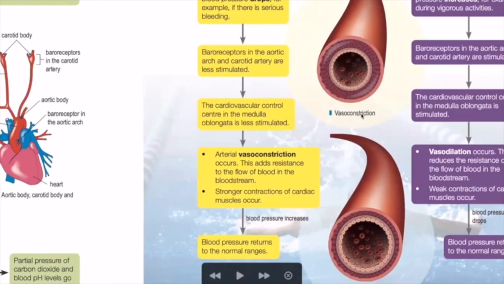Maksudnya vasoconstriction ni maksudnya kita punya saluran darah, blood vessel dia akan mengecil. Okay, akan mengecil. Ni awak tengok, vasoconstriction tu maksudnya blood vessel akan mengecil, mengecut. Okay, this adds resistance to the blood flow in the bloodstream and stronger contraction of cardiac muscle occurs. Untuk apa kita buat benda macam ni? Untuk menaikkan blood pressure. Sebab blood pressure kita kan rendah kat sini. So in order to make blood pressure increase, vasoconstriction will happen. So the blood pressure returns to a normal range.